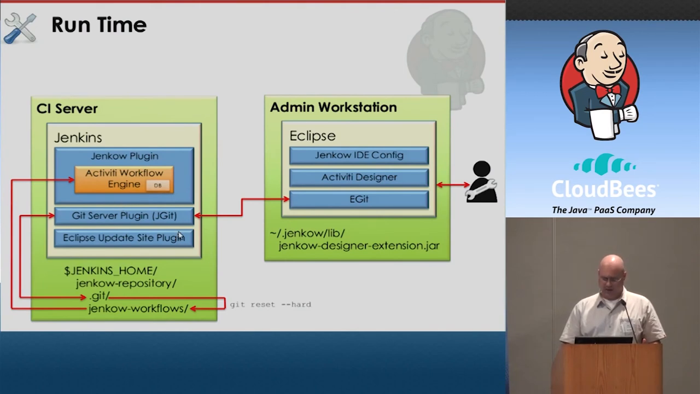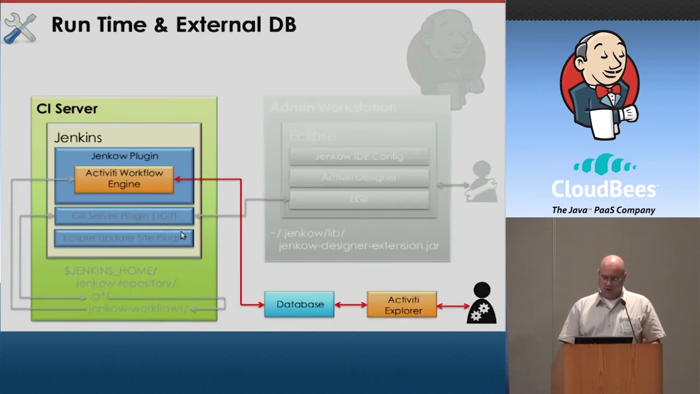And it uses an in-memory database. When making use of an external database, there is then the option of using these other Activity tools like the Activity Explorer, where you would have other users picking up user tasks and working on them and declaring them as complete, so that the workflow engine here inside Jenkins could continue.